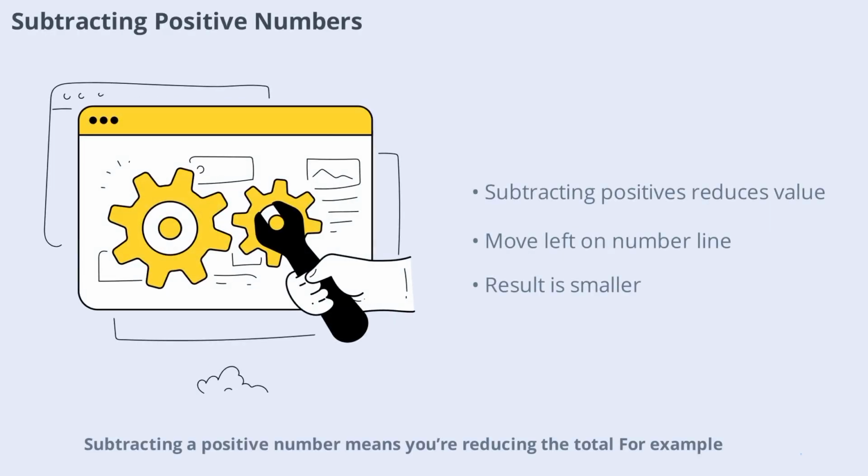Subtracting a positive number means you're reducing the total. For example, 7 minus 2 equals 5. On the number line, this is like moving to the left. Subtraction is used to find out how much is left after taking something away. This concept is essential for understanding how to manage resources, solve problems, and make decisions based on what remains.